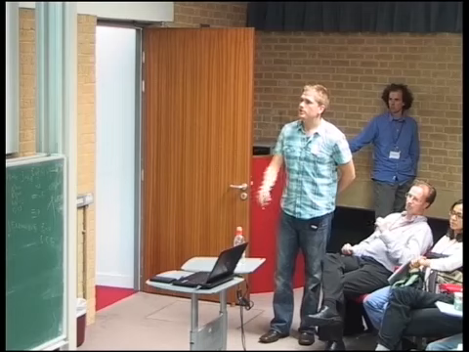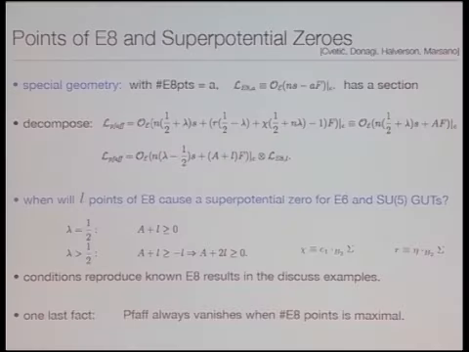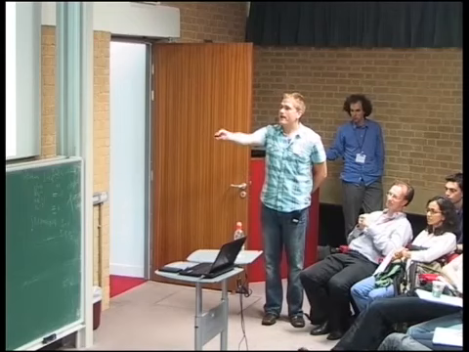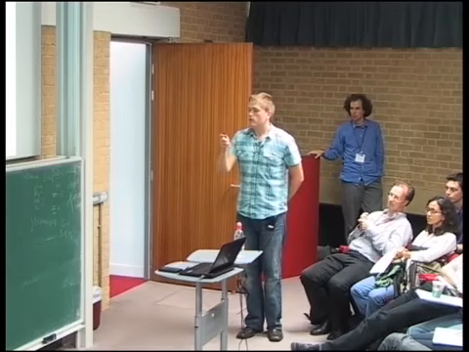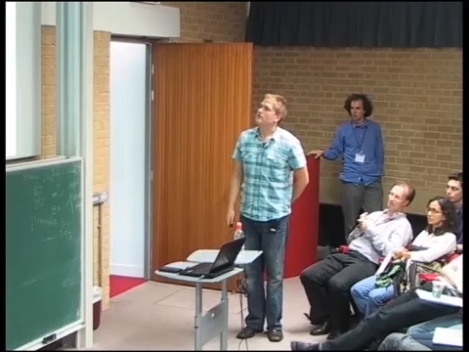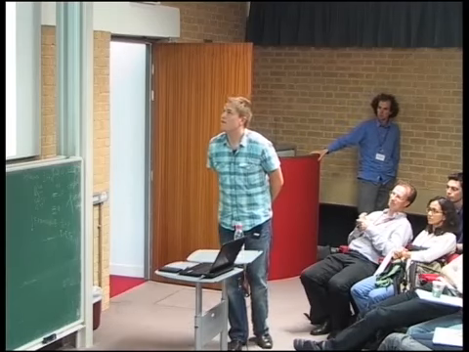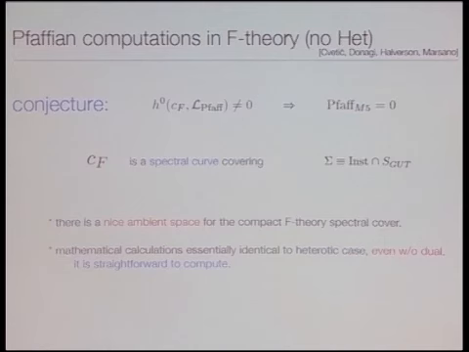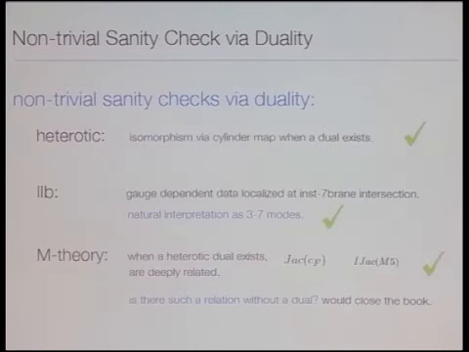And this was a computation we did, and here is the result. And a nice thing to state is that it checks in the known examples, and moreover, that there's a notion of a maximal number of E8 points as well, and when that happens, the superpotential will vanish. So we have these conditions here. We have a conjecture for how to compute these in F-theory without a heterotic tool, but since I'm out of time, I will not say much about it.